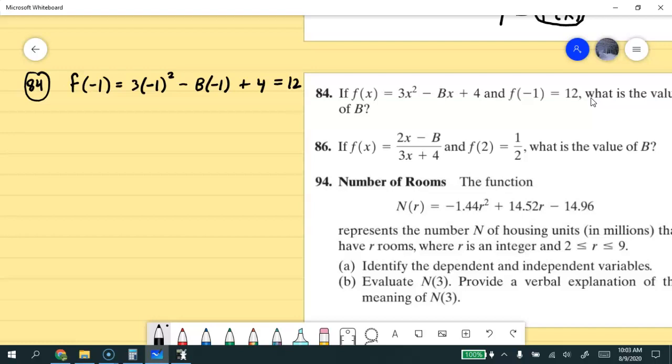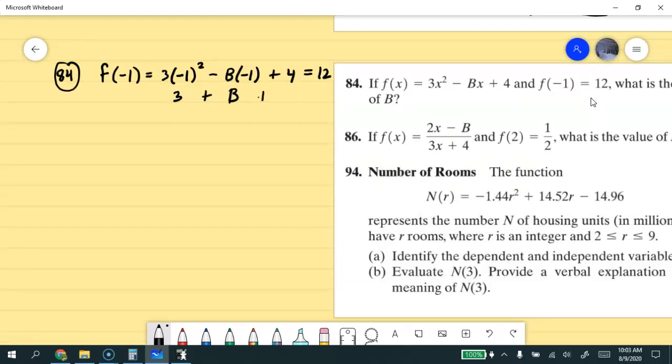So this is going to become 3 times negative 1 squared, which is simply 3, plus b, because negative b and negative 1 make a b, plus 4 is equal to 12. All right, and so this is going to become b plus 7 is equal to 12, and therefore we have a value of b. The value of b is going to equal 5. So that's how you do question number 84.